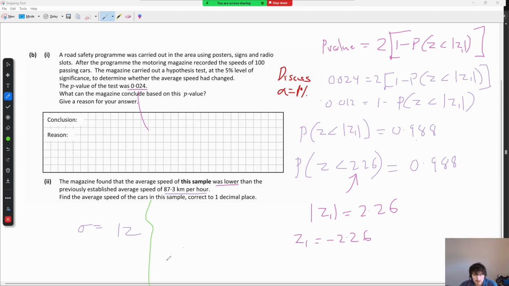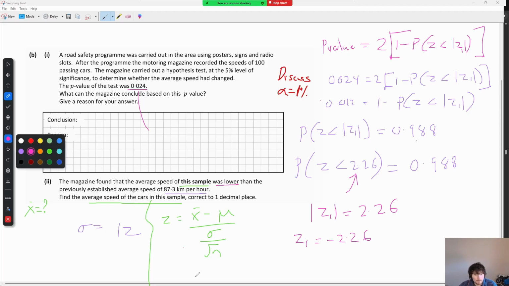Okay, so then we use our z-score formula. Now they are talking about a sample here, because this is a sample mean, so we're looking for the average speed of this sample. So we're looking for an x bar, people. Okay, so we have to use this formula, x bar minus mu over sigma over root n, okay? So we've just got our z. So we sub that into that formula there.